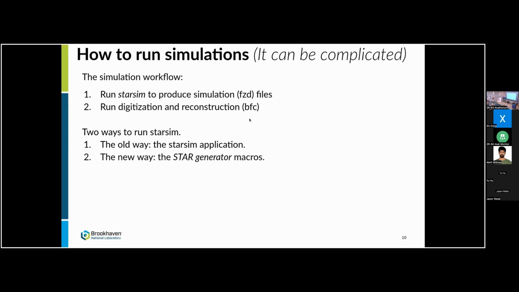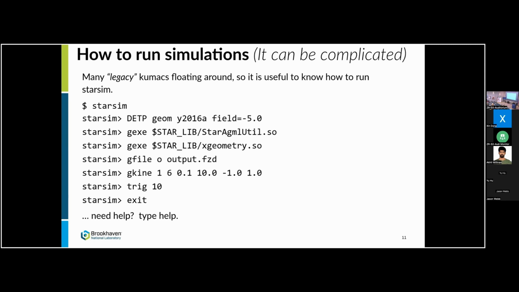Now, there are two ways to run StarSim, and because there are legacy versions floating around, it's worth looking at the old way. This is the StarSim application. It is a pure Fortran application. And then the new way, using the star generator macros, interfacing through StarGenEventReader. So as I said, there are many legacy kumacs floating around.